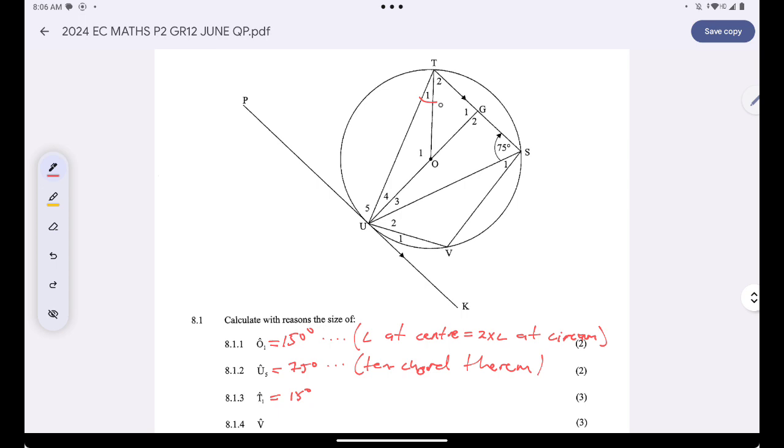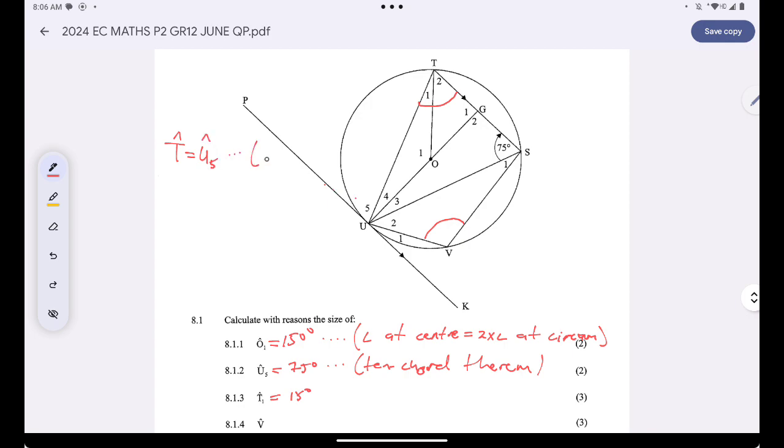How can I find V? Okay, angle V. If I can find the whole of angle T, it will be easy for me to find angle V. Why? Because TSVU is a cyclic quad. So I know that opposite angles of a cyclic quad are supplementary, right? The whole of angle T is equal to angle U5.